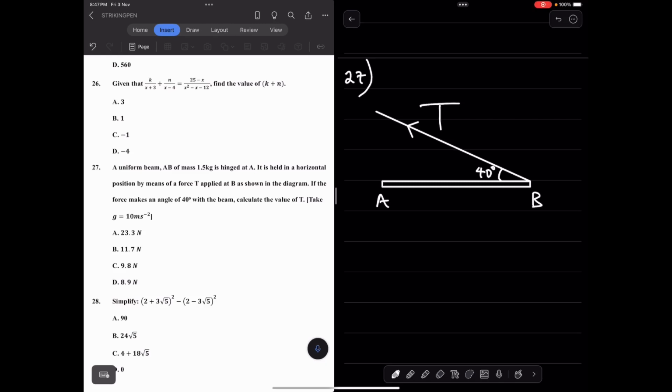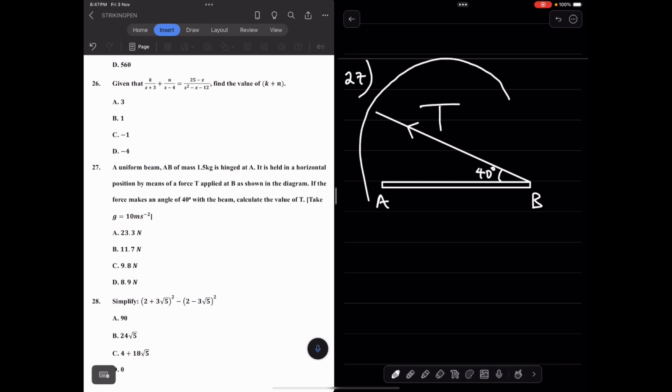Yeah, now let's continue with the 2013 GCE questions. The next one is number 27. There's a diagram for that question, and this is the diagram. Let's go straight to it.